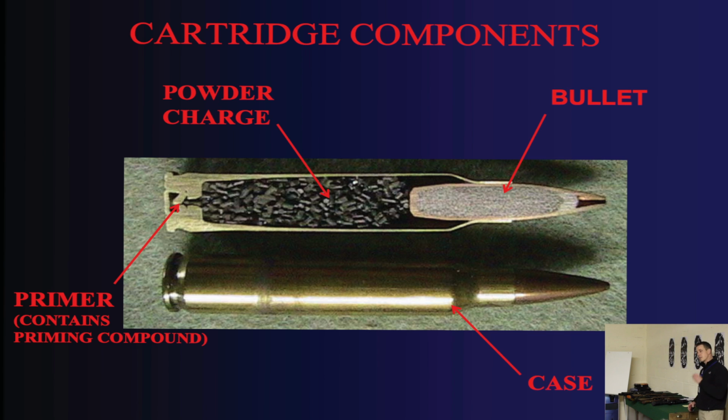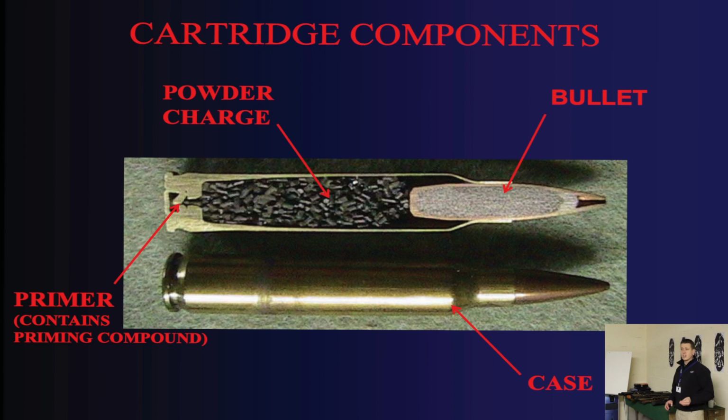The primer is like a small explosive compound that's held within either one of two places: the center in the cup, for center fire ammunition, or in the rim, like in .22 caliber rim fire ammunition. And I'll hand out a couple of empty shells just to show you the differences.